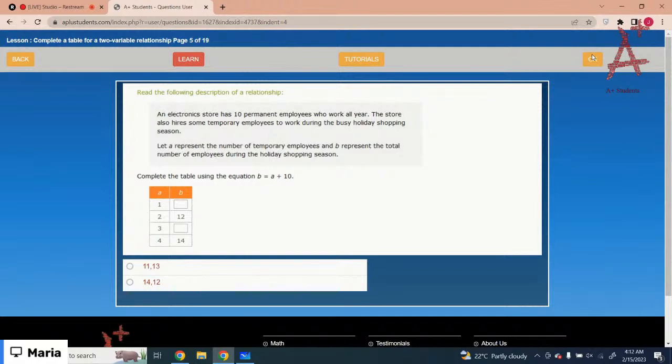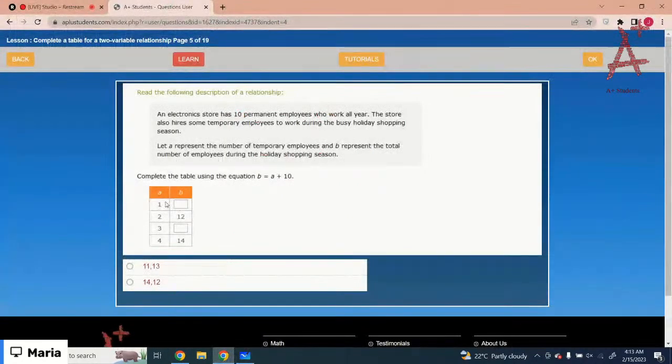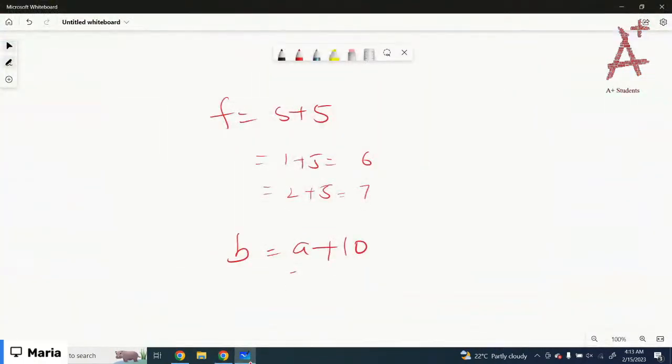The equation is B equals A plus 10 and you have to find the missing values for A equals 1 and A equals 3. So for A equals 1, replace the A with 1, so 10 plus 1 is 11, and replace the A with 3, so 10 plus 3 equals 13. So the two values are 11 and 13. Got it? These are the missing values.